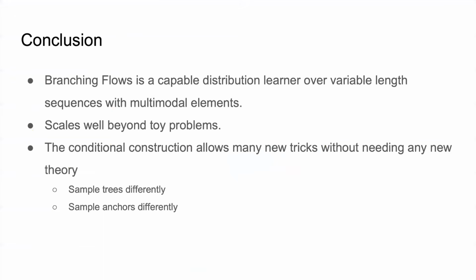So that's basically it. Branching Flows is a capable distribution learner over variable length sequences. It scales nicely beyond toy problems to things like proteins. The conditional construction allows many new tricks. You don't need to do any new maths to do something new. So you can change the way you sample trees and bake something into the conditional path just by sampling the trees differently. The same goes for the anchors. We have a little set of tricks we're exploring there.